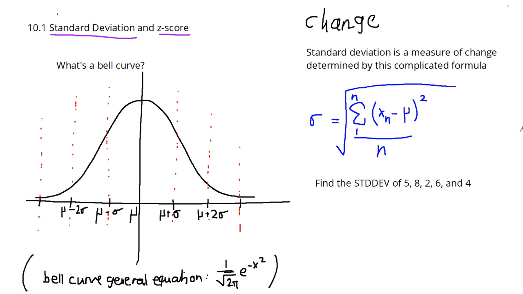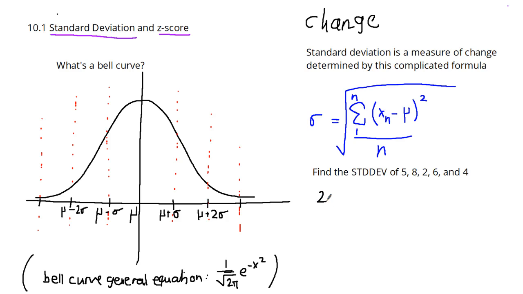So we're going to try to find the standard deviation of some data, and there's this complicated formula, but I'm going to tell you what the formula actually means. It means you square everything. I'm going to illustrate through this example. We have to find the standard deviation of 5, 8, 2, 6, 4. We have to find the mean, and we have to square all of them. I'm going to find the mean right now.